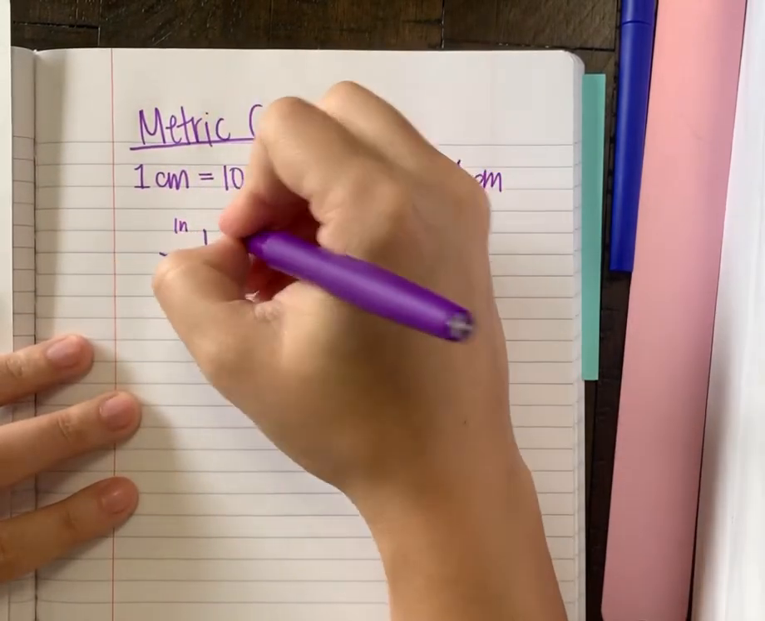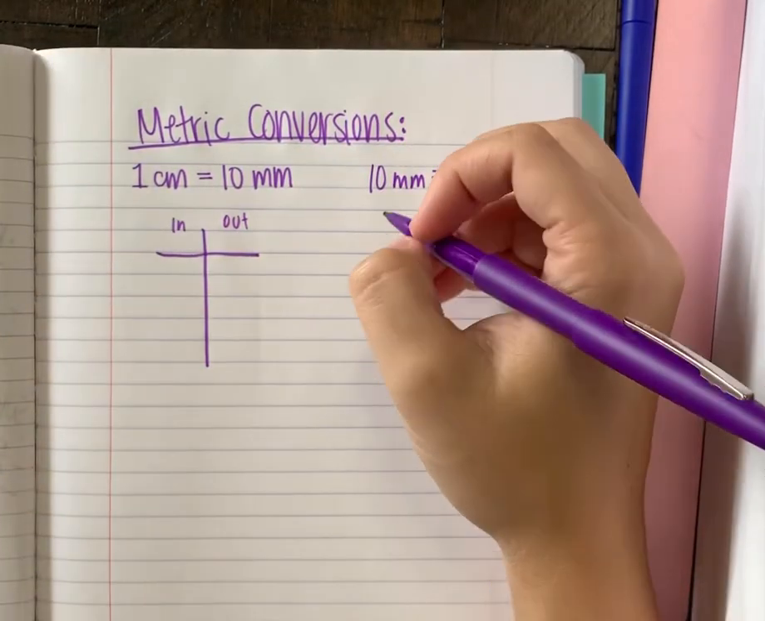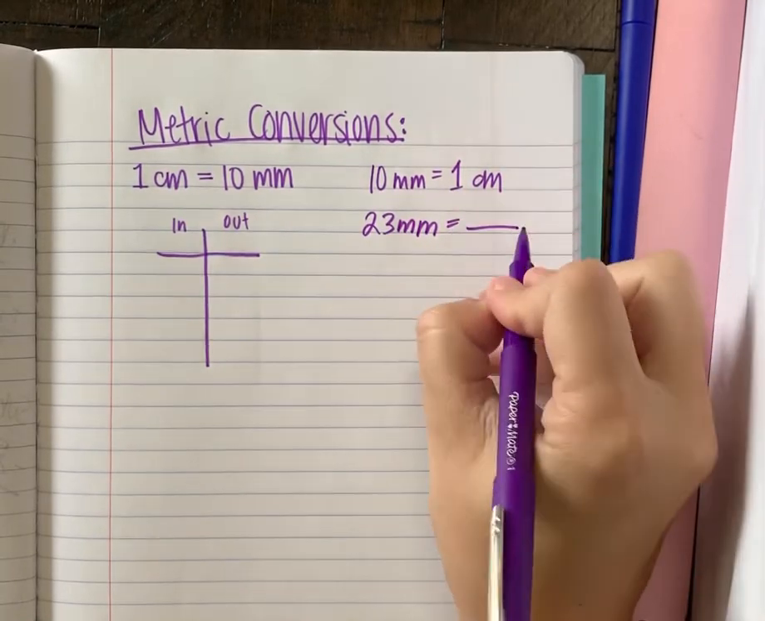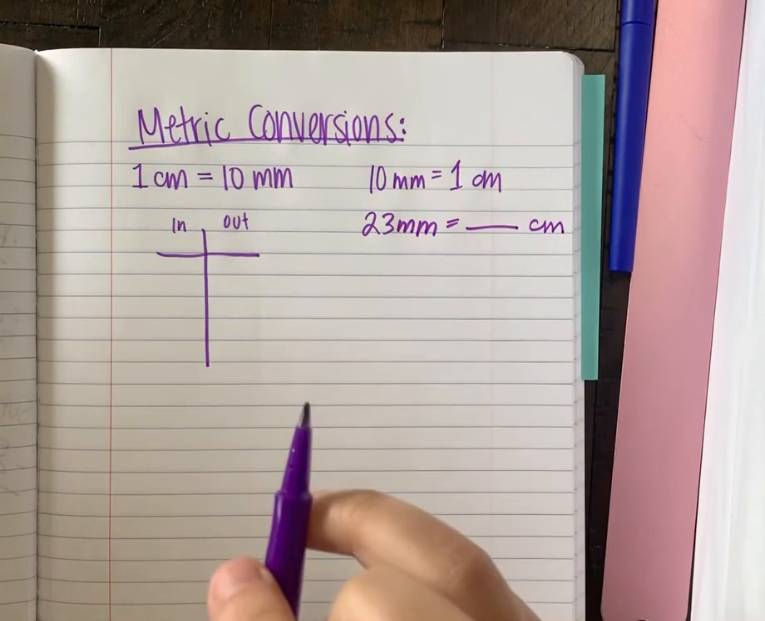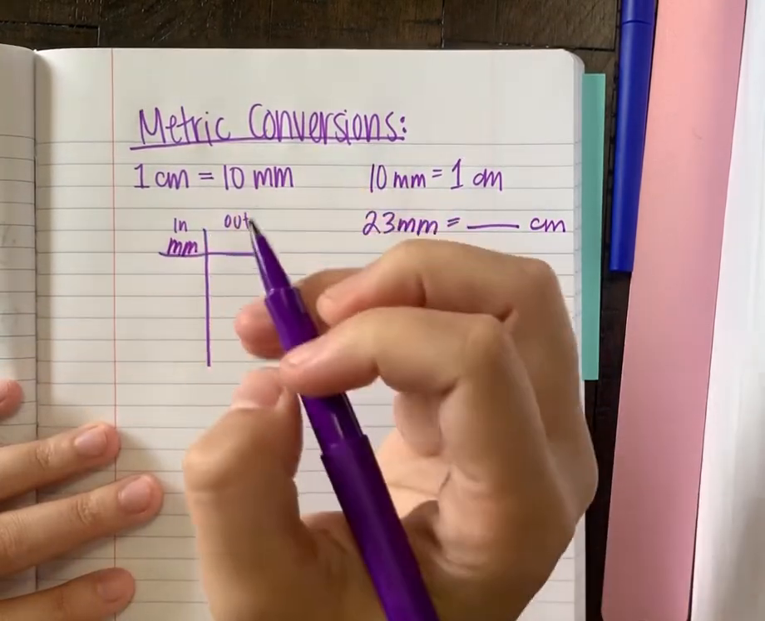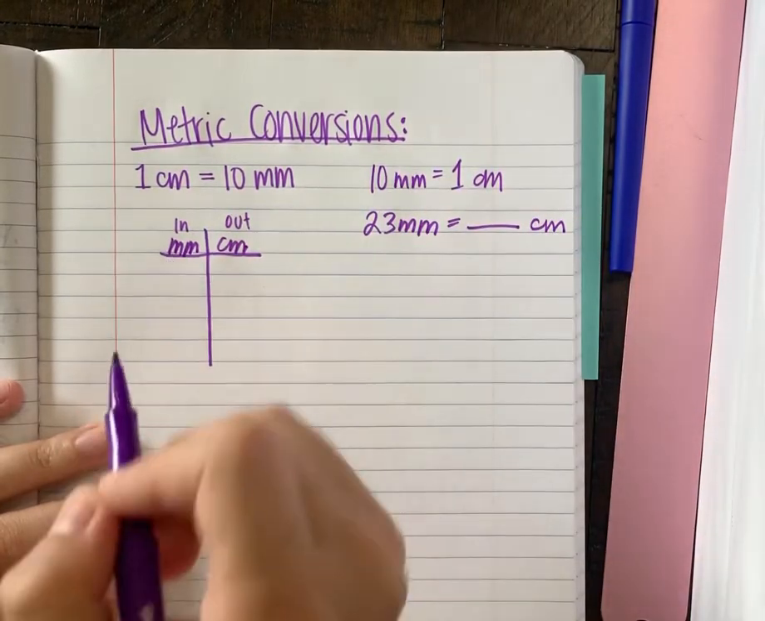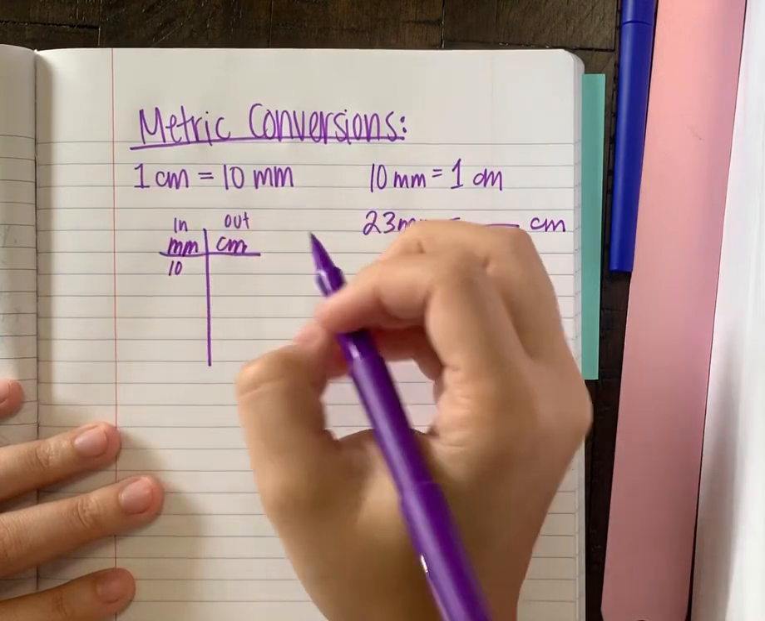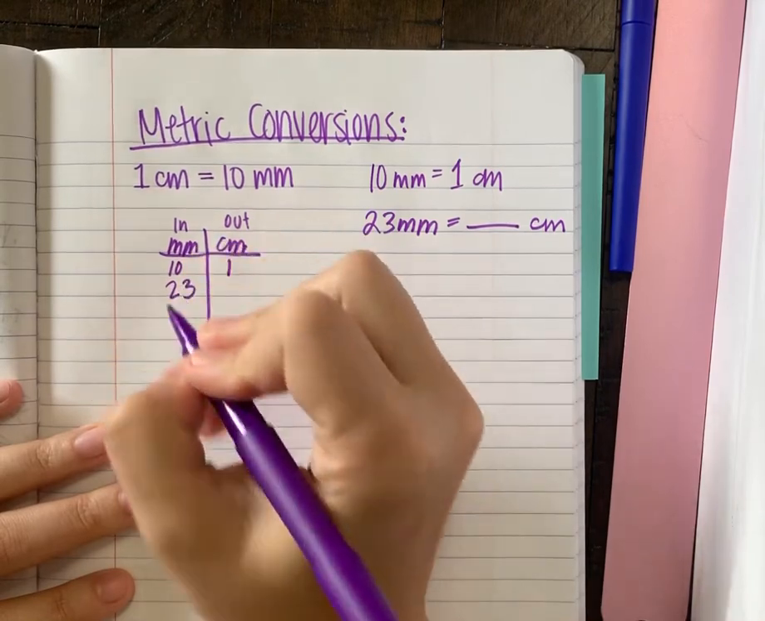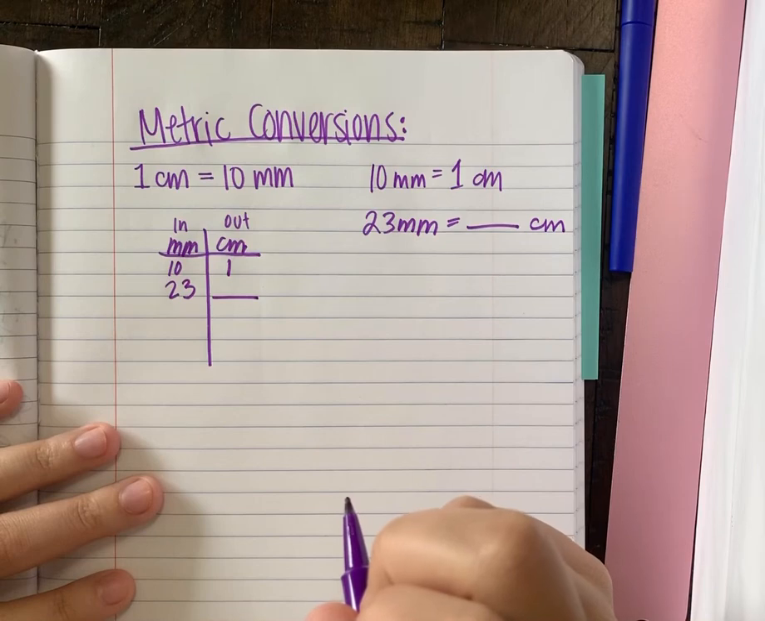So we're gonna put our in here, our out here. So the problem we're trying to solve is 23 millimeters equals how many centimeters? So this is what we're trying to solve. So over here, I'm gonna put my millimeters because that's what I have, and then my centimeters over here. So millimeters, we know that 10 millimeters equals 1 centimeter. So now we're trying to figure out if we have 23 millimeters, how many centimeters is that going to be?